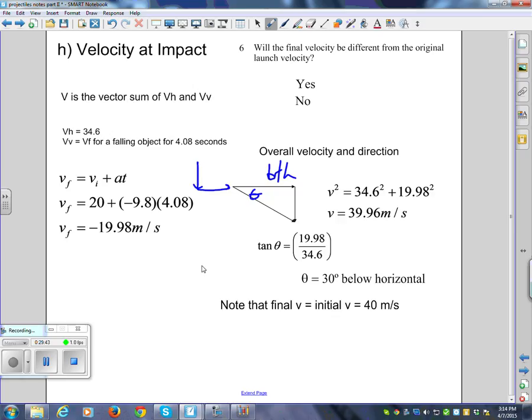If you haven't done, how many problem types are there? 7. If you haven't done like 2 or 3 of each type, you're in trouble. You've gotta get started. You cannot do all those different problem types the night before the test. It's not gonna work. Get going. Okay? Find problems like that.